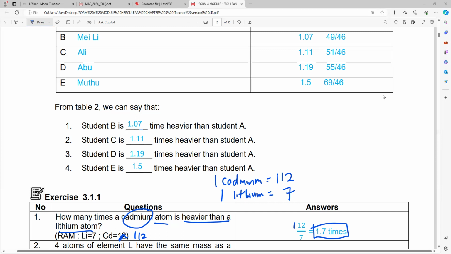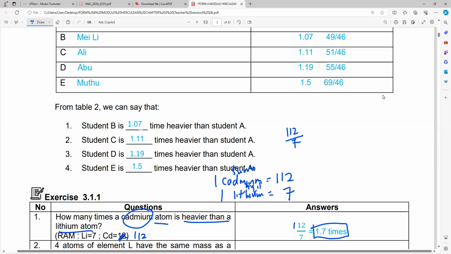So it's the same concept here. I'm dividing the relative atomic mass to get the answer, because I want to know how many times it is. Okay, this is a sumo wrestler. This is Akil. How many times is the sumo wrestler bigger than Akil? So 112 divided by 7, teacher will get 1.7 times. Does that make sense to you, Darwin?